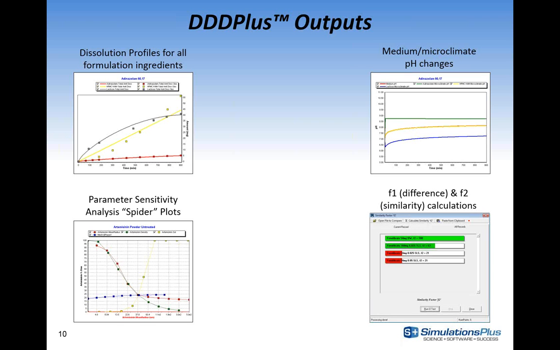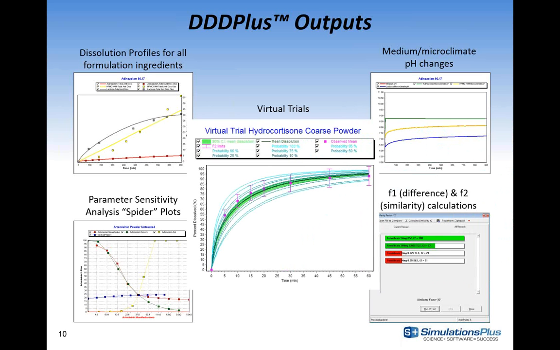Additionally, we provide an F1 and F2 statistic calculator that lets you determine how similar or different your formulations are to a reference. And then finally, we have the ability to do virtual trials.